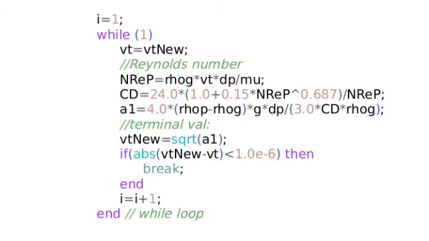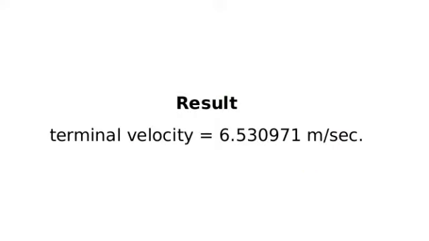This is the loop, that is the iteration that we are doing. We are using a while loop here, and we are running an infinite while loop, and in each iteration we are calculating particle Reynolds number, and after then we are calculating CD, and then we are calculating the new terminal velocity, and after then we are comparing it with the old terminal velocity. And when the difference is less than 1 into 10 to the minus 6, that is our tolerance, then we break the loop. After running the codes, the result we have got: terminal velocity is 6.53 meter per second.